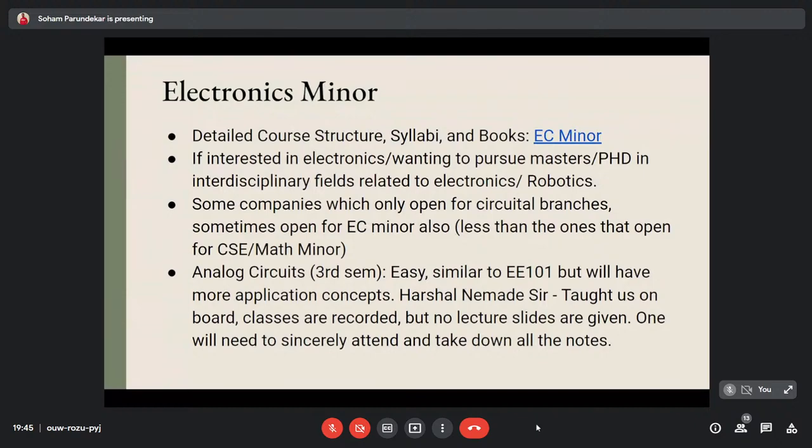That's pretty much it from my side. I'll now be handing it over to Soham, who will be talking more about this minor course. Thanks. Sorry, I'm Omkar. Hey everyone, thanks Afil.